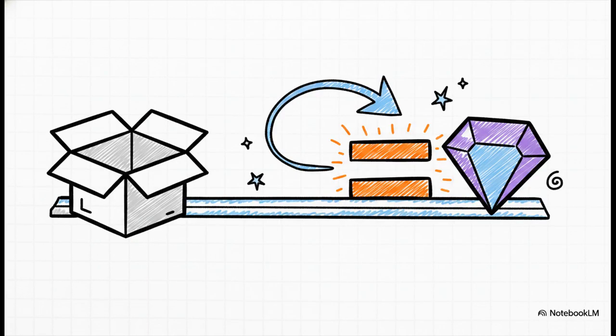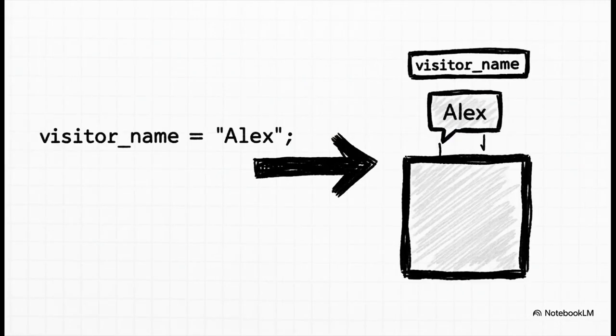So to actually put something inside our new box, we use the equal sign. Now, in programming, this is called the assignment operator. It's best to think of it not as equals, but more like an arrow. It takes whatever is on the right and it assigns it to the box on the left. So when we write visitor_name equals Alex, we are literally taking the string of text Alex and placing it neatly inside that box we labeled visitor_name.